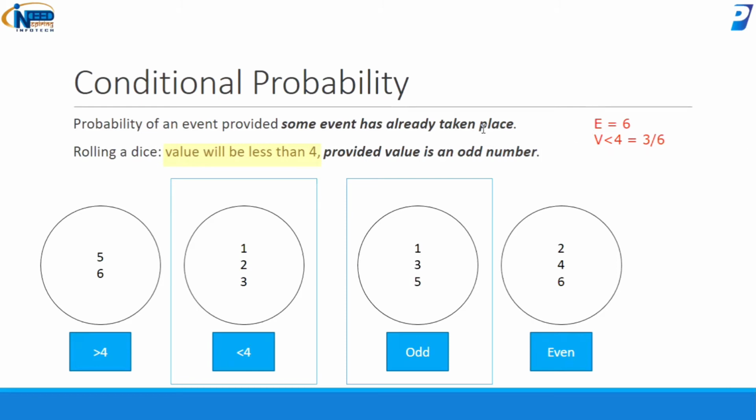But here we have a condition given. What is the condition? The condition is: provided the value is an odd number. The question is saying that the value is an odd number. So how do we deal with this situation? You can look at the diagrams here. I'm displaying it in circles, creating a Venn diagram, so that we can understand this.